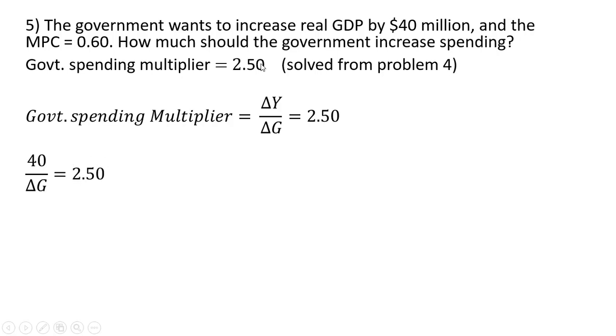Plugging in what we know, the change in Y is 40. We're trying to solve for the change in G. So multiplying both sides through by the change in G, we get 2.5 times the change in G equals 40. And then dividing through by 2.5, the government should increase spending by $16 million. Increasing spending by $16 million, when the government spending multiplier is 2.5, will give us that $40 million increase in real GDP.